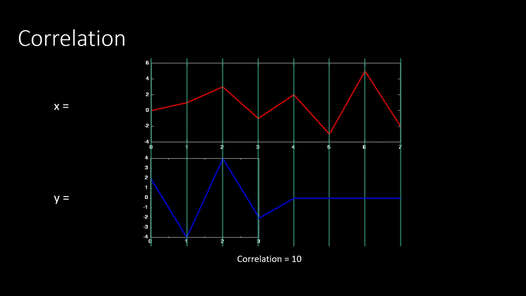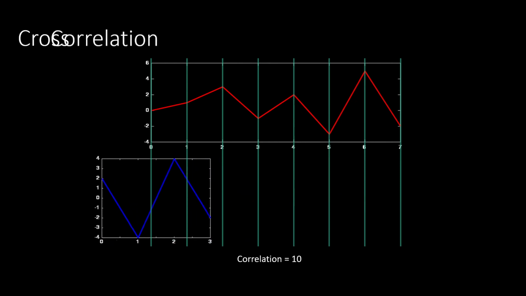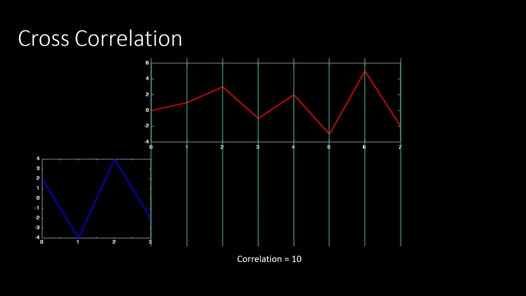However, just from looking at the graph, it is clear that signal y is much more similar in shape at samples 4 to 8 to signal x than it is at samples 0 to 4. Thus, we would expect the correlation to be much higher if signal y was delayed in time by 4 samples. This is where cross-correlation comes into play.